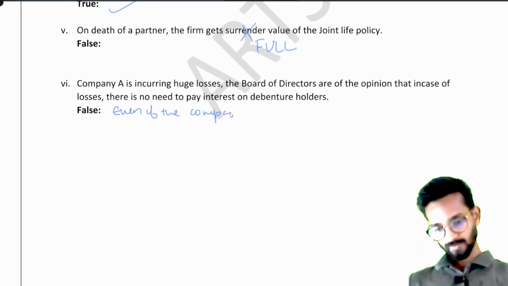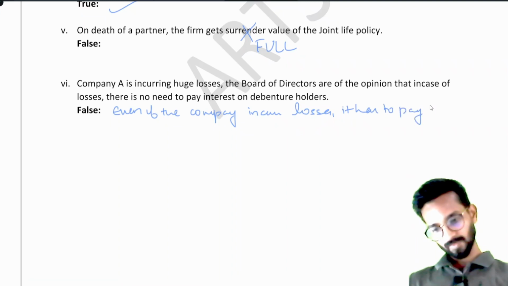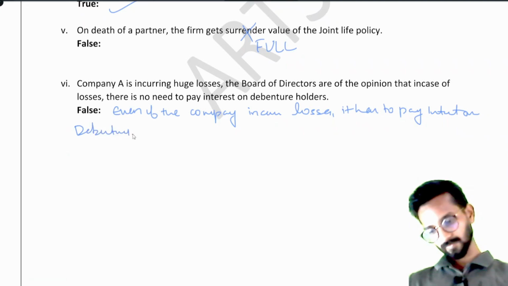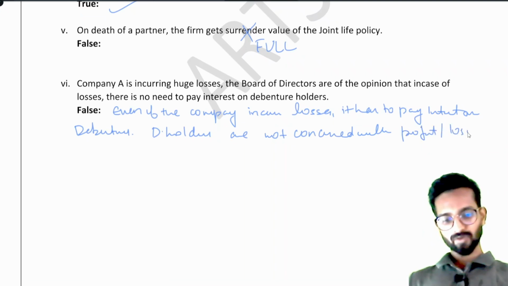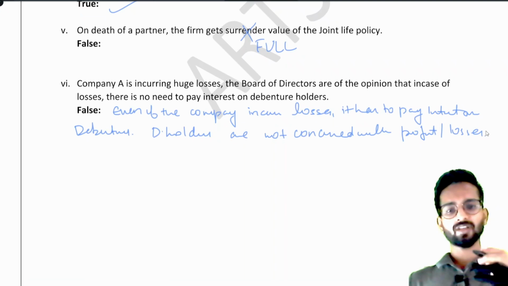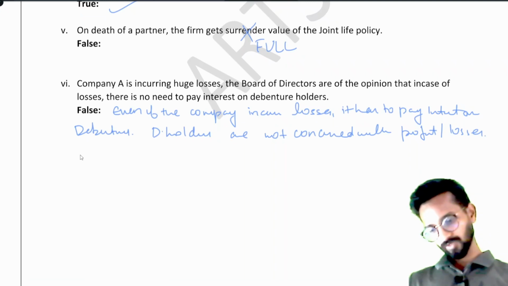Even if the company incurs losses, it has to pay interest on debentures. Now, debenture holders are not concerned with profits and losses. अरे उन्हें कुछ फर्क ही नहीं पड़ता तुम पैसे कमा रहे हो नहीं कमा रहे हो, प्रॉफिट है लॉस है, they don't care. They are saying pay my money, pay my interest, okay, with profit and losses of the company.